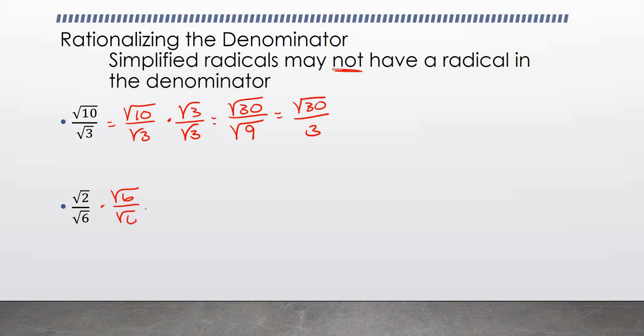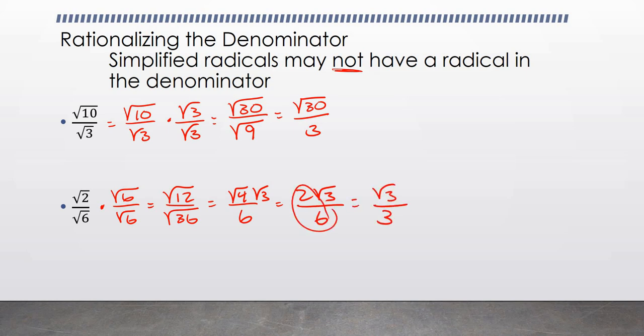Let's try another one. I'm going to multiply this by root 6 over root 6, because then when I multiply my denominators together, I'll get a perfect square. On top, I get the square root of 12. Again, simplifying, I will get 2 root 3 over 6, and 2/6 is the same as 1/3. Okay? So a simple radical in the denominator: to get rid of it, I multiply the top and the bottom by the same radical.